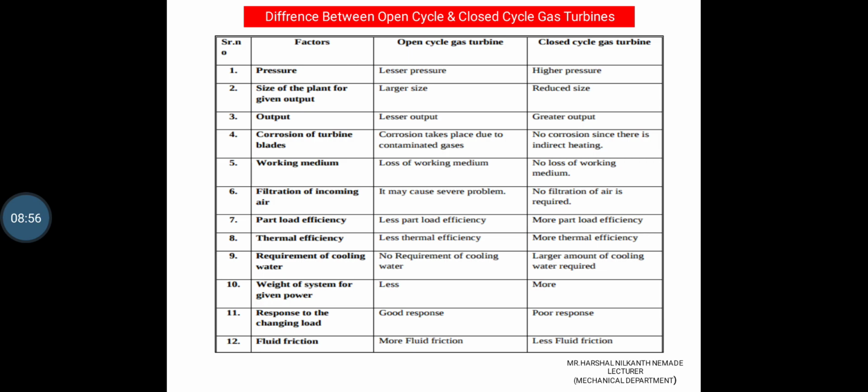Corrosion of turbine blades occurs due to contaminated gases in open cycle. No corrosion in closed cycle, since there is indirect heating. Working medium: loss of working medium in open, no loss in closed. Filtration: it causes severe problems in open, no filtration of air is required in closed.